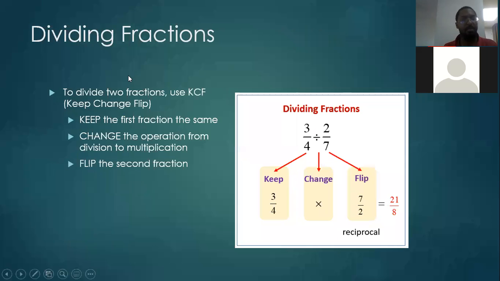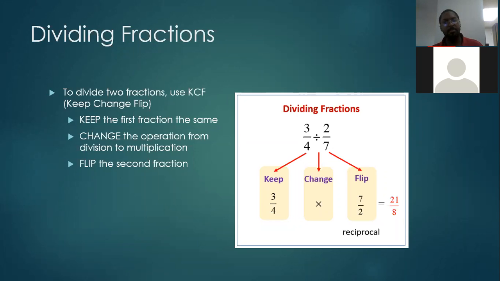Dividing fractions is different. To divide fractions, and again, dividing fractions is not that complicated, what you're going to do is use what's called KCF: keep, change, flip. So if I have 3/4 divided by 2/7, I'm going to use keep, change, flip. I'm going to multiply by the reciprocal of the second, essentially, and I'll go back to that later. All right, keep, change, flip basically means you keep the first fraction the same. So the first fraction, 3/4, stays the same.